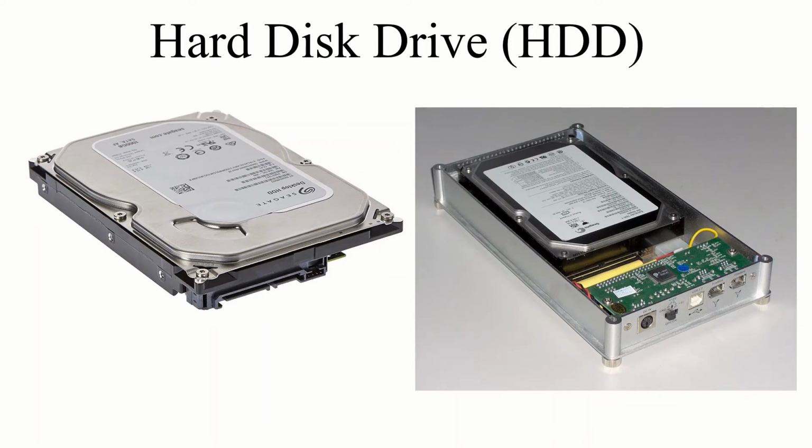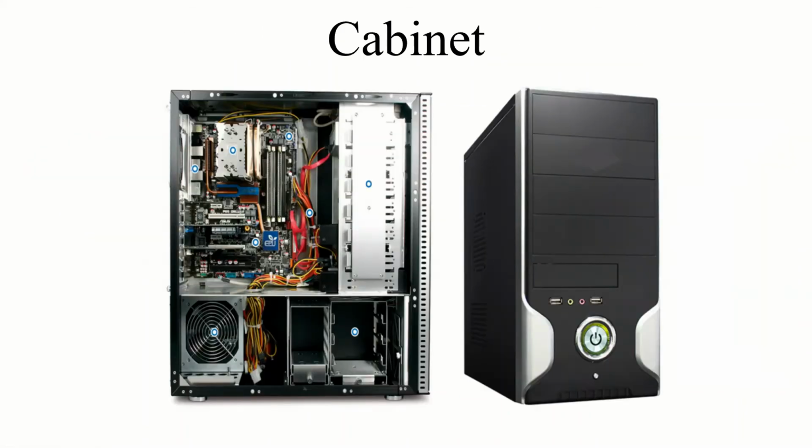As I told you, this is an internal hard disk, a SATA hard disk. This is a power slot. This is a data cable slot, and this is where we can put the jumper if required. And this is a hard disk drive casing which we can use. Another one is the cabinet.